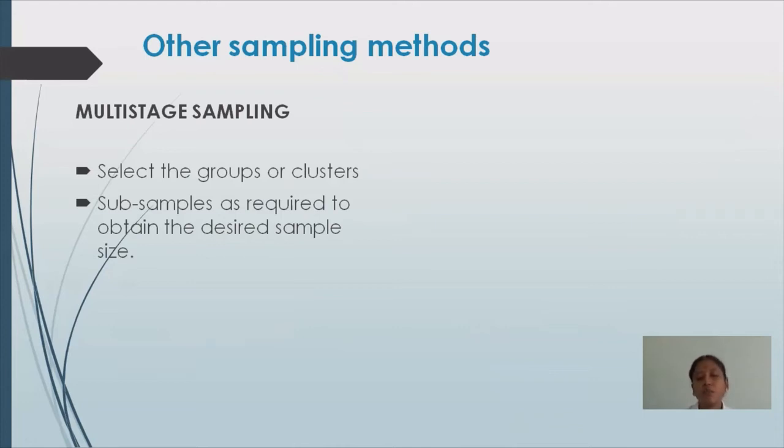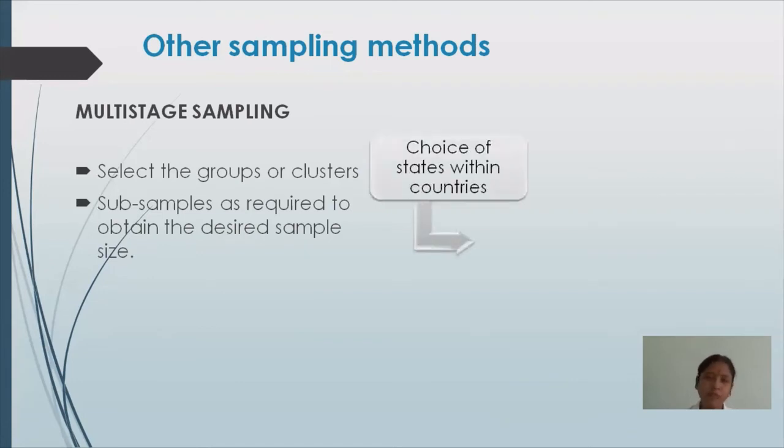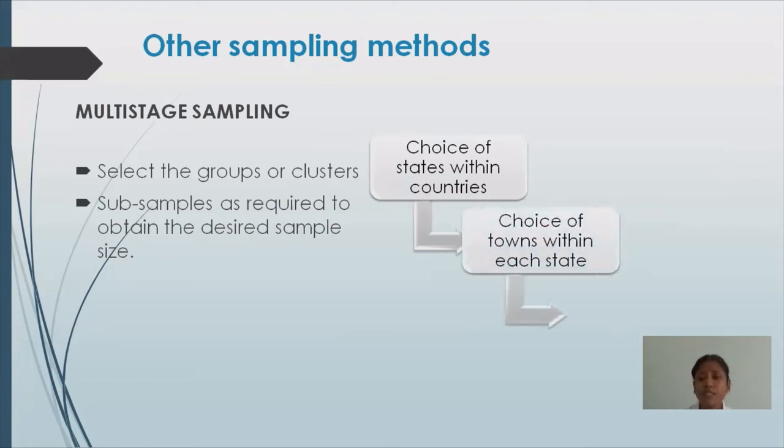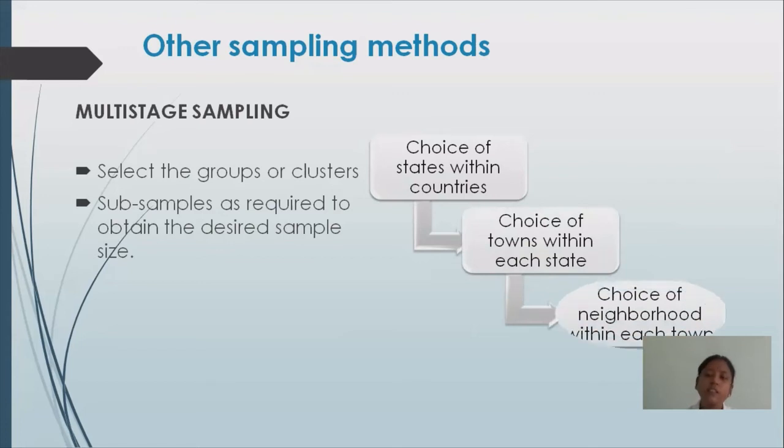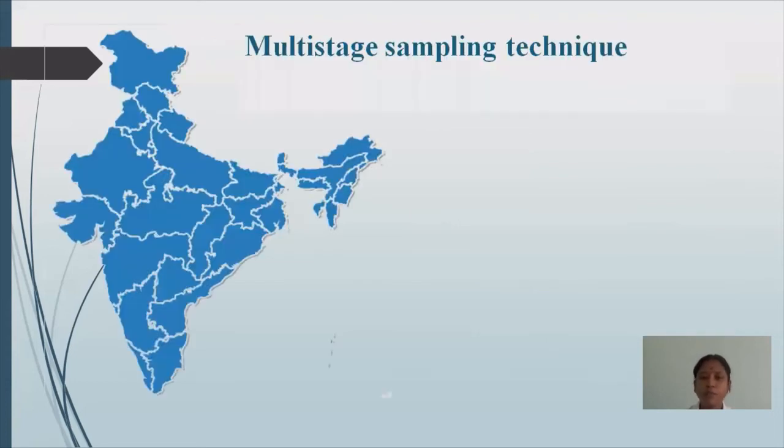So this is mainly followed for a nationwide sampling, and here the groups or clusters will be selected and subsamples are required to obtain the desired sample size. So first, for example, if we are doing a nationwide study, then we'll be selecting states within the country, and then we'll be selecting towns within each state, and then the neighborhood within each town. So each step will be going like this.